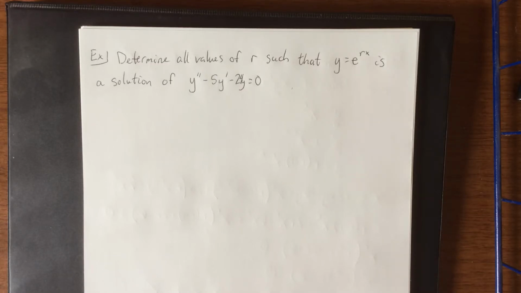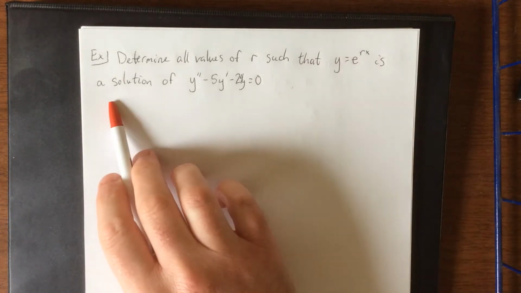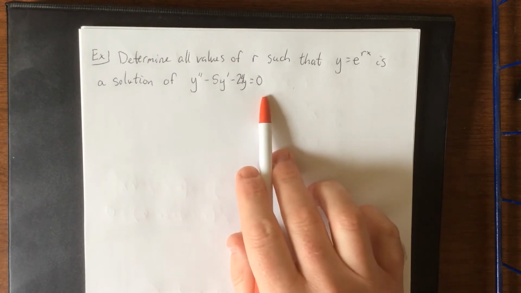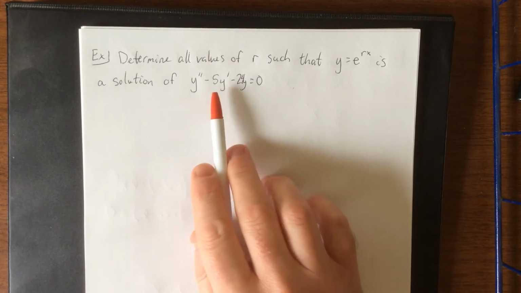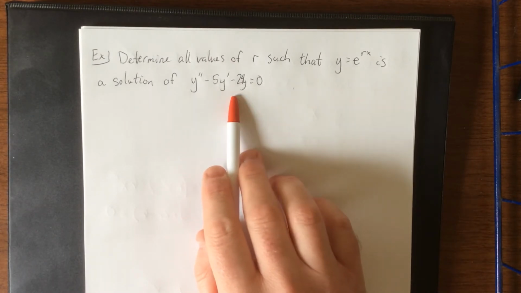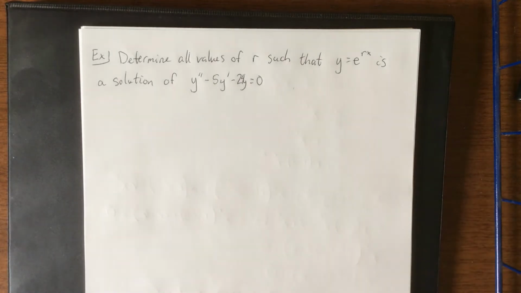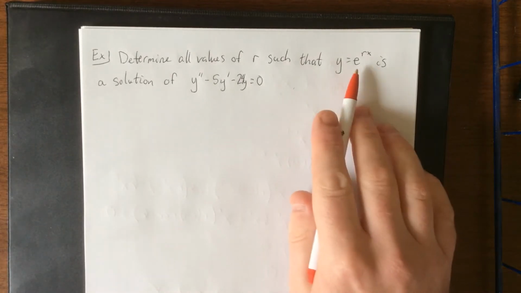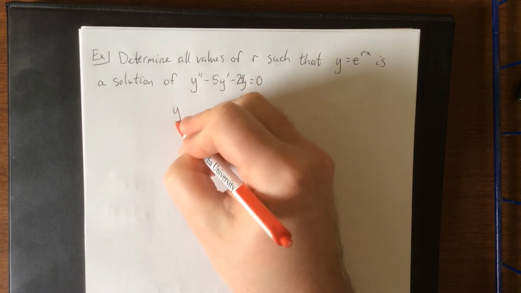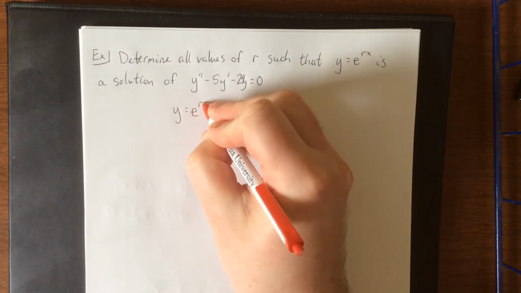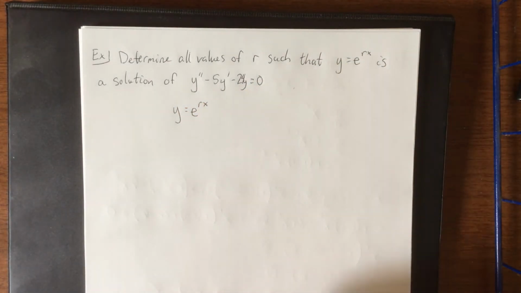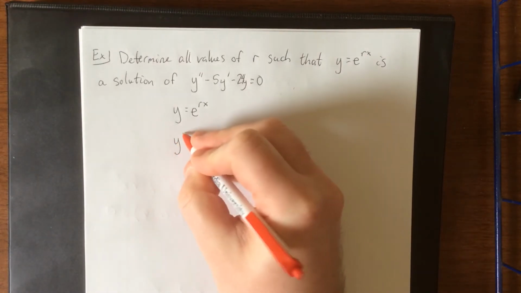Similar to our last example, we're going to determine all values of r such that y equals e raised to the rx power is a solution of the constant coefficient equation y double prime minus 5 times y prime minus 24y is equal to 0. With that in mind, we'll start this one the same way that we started the last one, which is to recognize that we have a second order differential equation. So let's take a couple of derivatives.